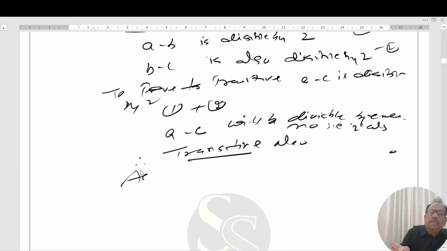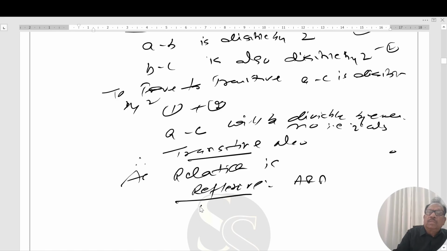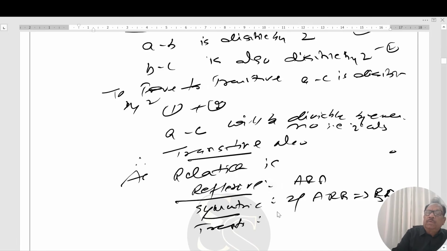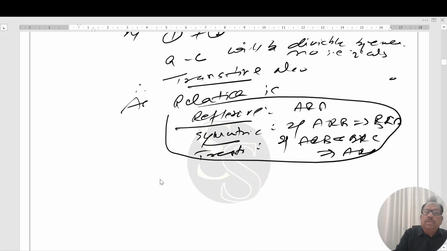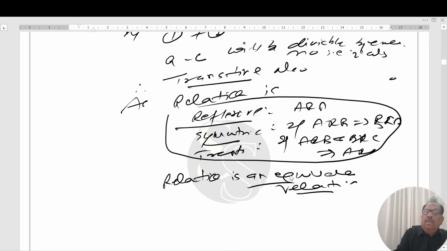Now, what happens in reflexive? ARA. In symmetric, if ARB then BRA. Then transitive, what happens in this? If ARB and BRC then ARC. As all these conditions are satisfied in the given relation, therefore the relation is an equivalence relation.